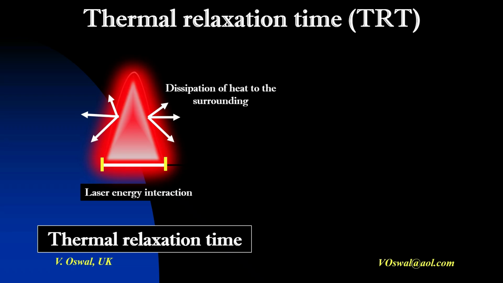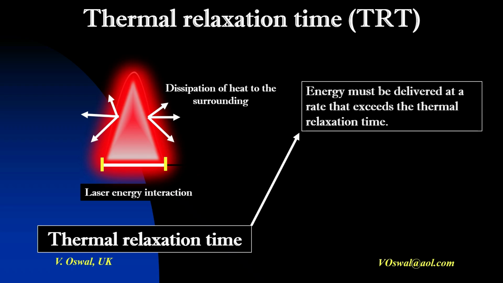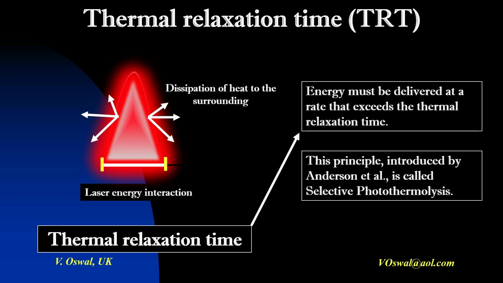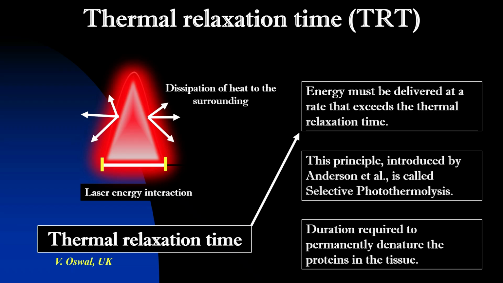To ensure that the tissue temperature remains high enough for destruction, energy must be delivered at a rate that exceeds the thermal relaxation time. This principle, introduced by Anderson et al., is commonly referred to as selective photothermolysis. A more accurate measure for determining the necessary exposure time is the duration required to permanently denature the proteins within the tissue.